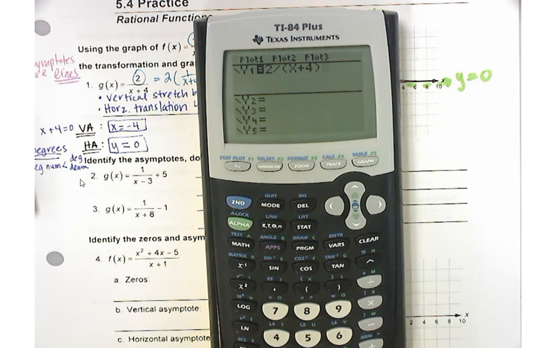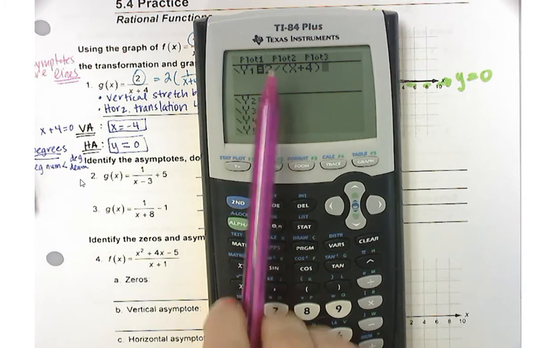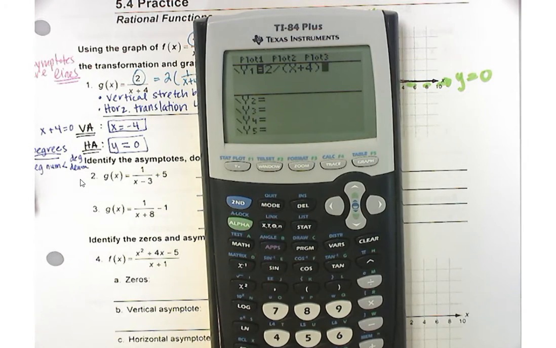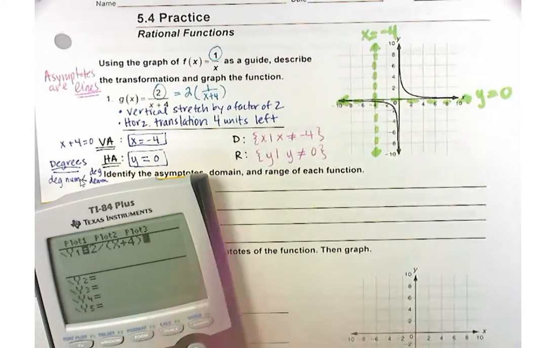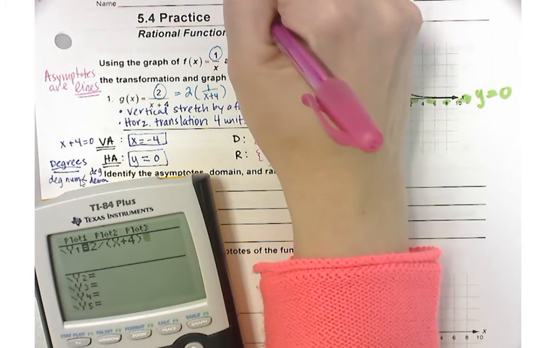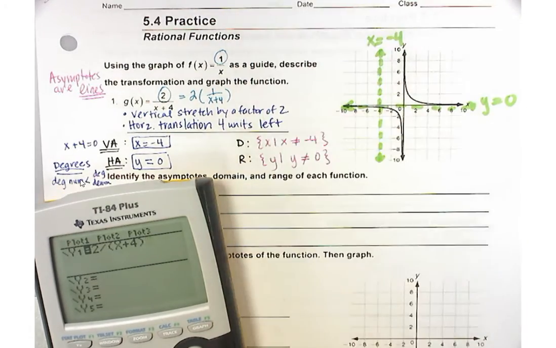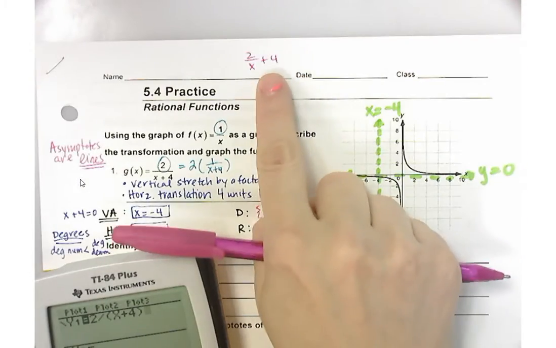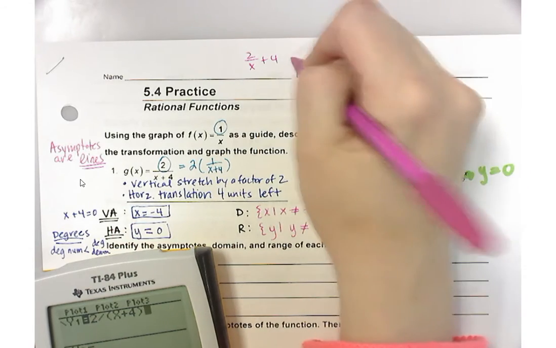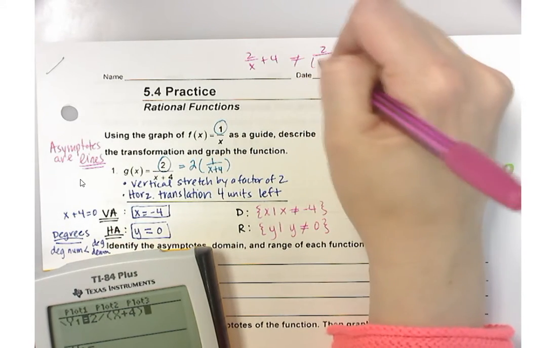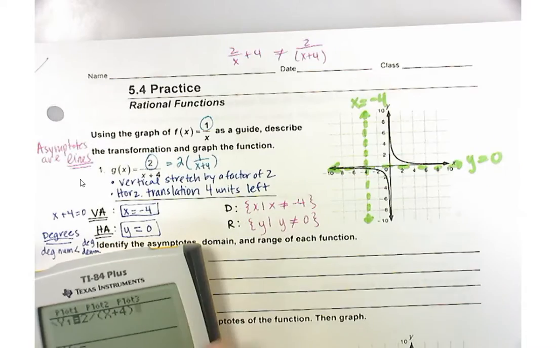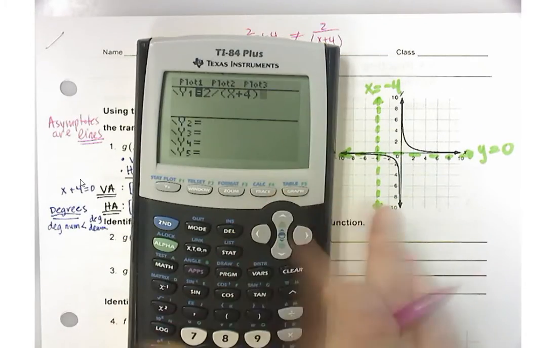Okay, so if you didn't put your parentheses in, the calculator would graph this as 2 over x, plus 4, which is not 2 over (x plus 4). So that's what we need, okay? You can graph it to get a sense of where the picture is, but remember, we just talked about how it's going to be moved 4 units to the left.